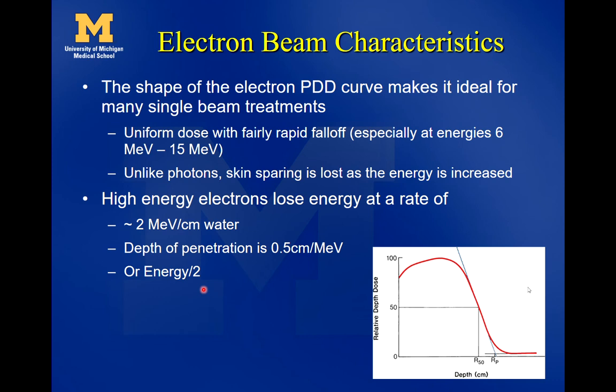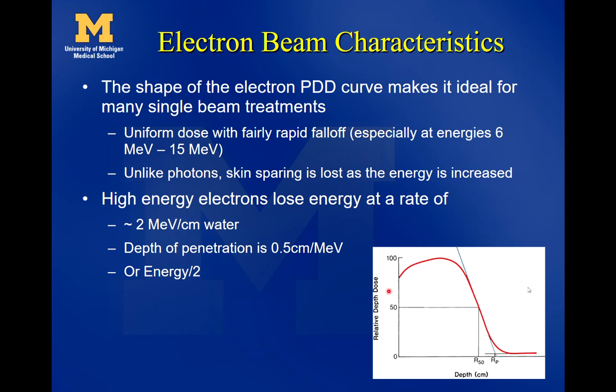If you have a 6 MeV beam, 6 divided by 2 is 3. The beam is going to penetrate about 3 centimeters. 9 MeV penetrates 4.5. 16 divided by 2 is 8, so a 16 MeV beam penetrates about 8 centimeters. This is like a rule of thumb that everybody uses. And we're going to do some calculations with this.